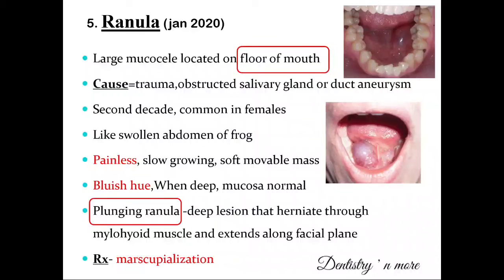And the plunging ranula, these are the deep lesions that can herniate through the mylohyoid muscle and can extend to the facial plane. And the treatment is nothing other than marsupialization of the lesion.